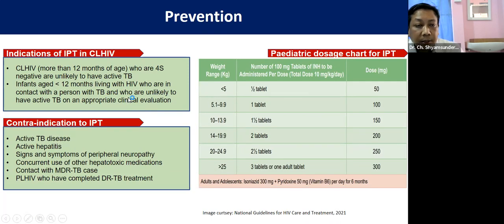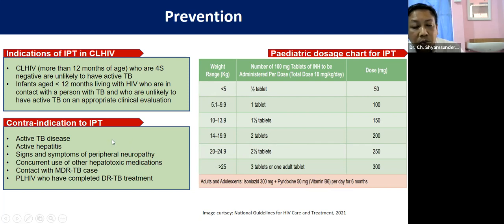This is for isoniazid preventive treatment in children living with HIV. What are the indications? CLHIV more than 1 year of age who are symptom screen negative are unlikely to have active tuberculosis. Infants less than 12 months of age living with HIV who are in contact with a person with tuberculosis and who are unlikely to have active tuberculosis on an appropriate clinical evaluation. So this one is there. The dose is 10 mg per kg per day given for 6 months. For adults and adolescents, isoniazid 300 mg plus pyridoxine 50 mg is given for 6 months. These are the various doses according to the weight range.